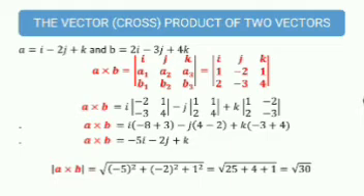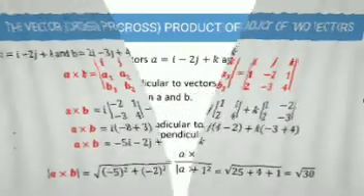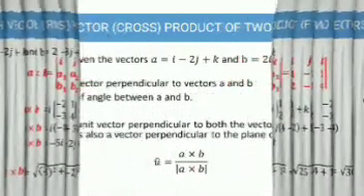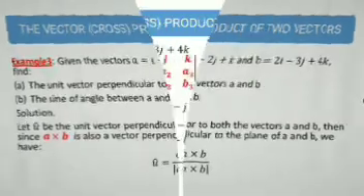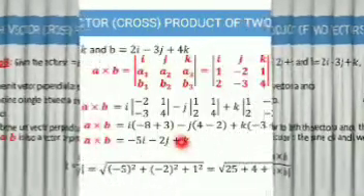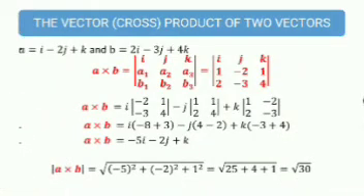To find the modulus, you find the square root of minus 5 squared, minus 2 squared, then 1 squared. So minus 5 squared is 25, minus 2 squared is 4, 1 squared is 1. If you sum everything up, you are going to get square root of what? 30. So we apply the formula here: this formula is a cross b over the modulus. The modulus is root 30. So this one is divided by root 30.